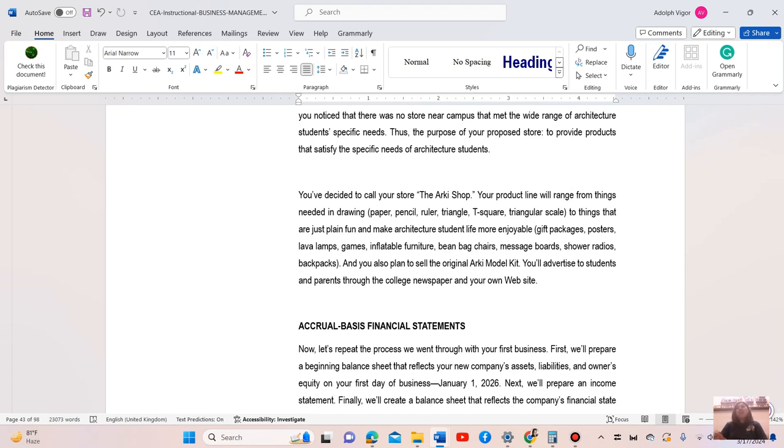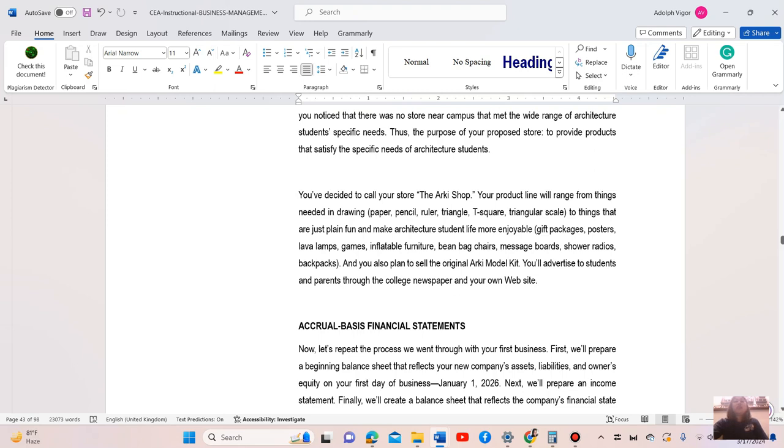Your product line will range from things needed in drawings such as paper, pencil, ruler, triangle, T-square, triangular scales, etc. To things that are just plain fun and make architecture students' life more enjoyable such as gift packages, posters, lava lamps, games, inflatable furniture, bean bags, chairs, message board, shower radios, backpacks, and you also plan to sell the original Archi model kits. You'll advertise to students and parents through the college newspaper and your own website.